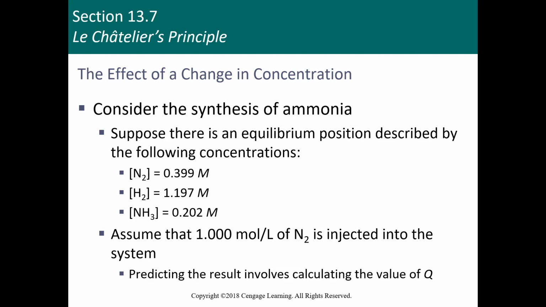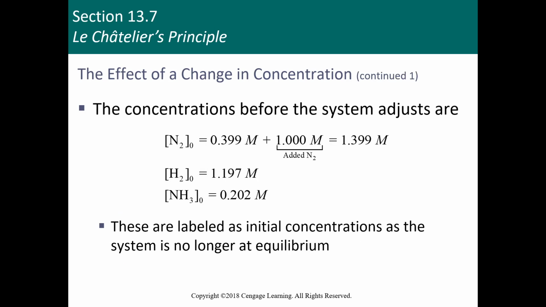Let's consider the synthesis of ammonia. Suppose there's an equilibrium position described by these concentrations. Let's assume that 1 mole per liter of N2 is then injected into the system. So let's predict the result. We could predict the result by calculating the value of Q and comparing it to K, and so we would do that. Let's try that out. Again, we add that value, we get this as our concentration, and these are then labeled as our initial concentrations.